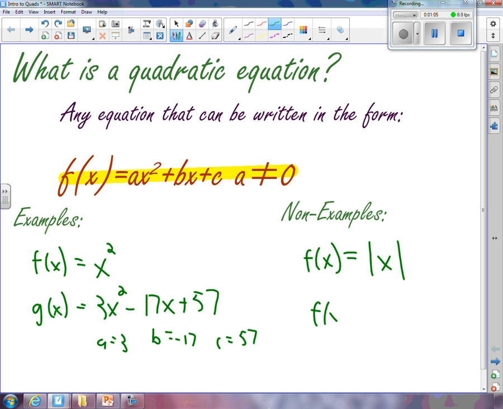A non-example might be x cubed minus 3x squared plus 57. Because this isn't of the form that's up here, it's not a quadratic equation.